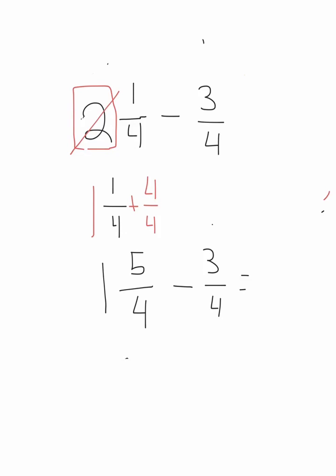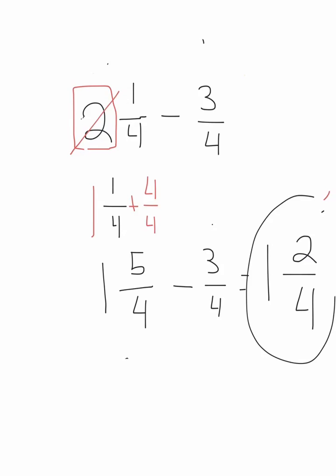Now I can just subtract normally. I have the 1 as a whole number here. There is no whole number to subtract, so the 1 stays a 1. Now I have 5 minus 3, which I can do because 5 is greater than 3. So 5 minus 3 is 2. And my denominator stays the same, 2/4. And that would be my answer, 1 2/4.